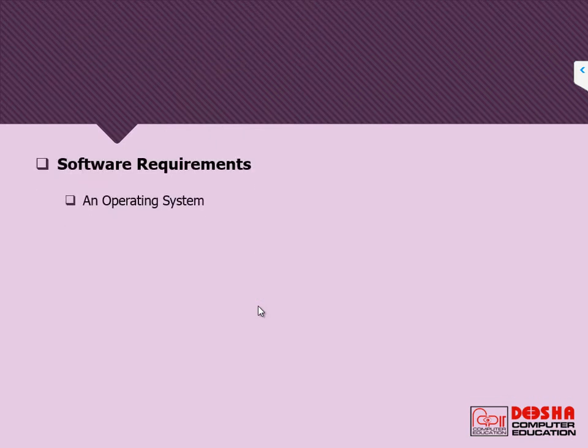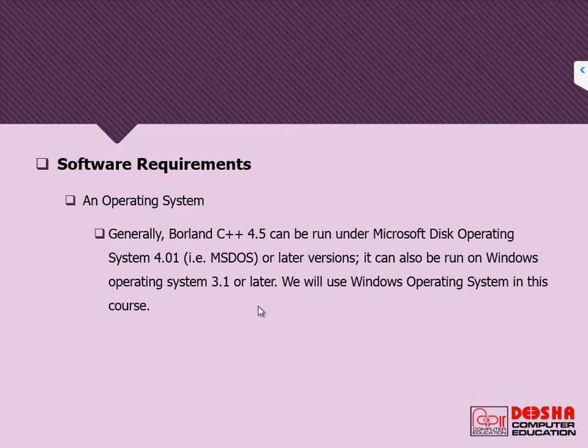What are the software requirements? First, we need an operating system. On any operating system, we can write C programs. Generally, Borland C++ 4.5 and Turbo C++ IDE can be used under Microsoft Disk Operating System or Microsoft Windows, and we can use Windows or any operating system with some editors to develop C and C++ programs. Along with the operating system, we need Borland C++ 4.5 or Turbo C++ IDE as a screen editor for writing C and C++ programs.